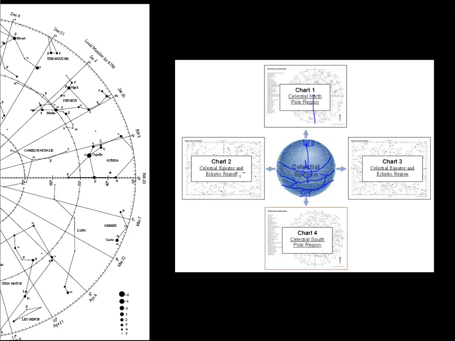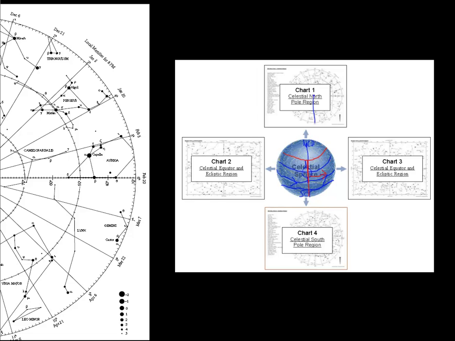Then we get to charts 2 and 3, the equatorial ecliptic region, which reaches up 60 degrees and shows you basically this much. It's broken down into two, showing you this side right here, going this way all the way to the far side, and then chart 3 shows you the other side.